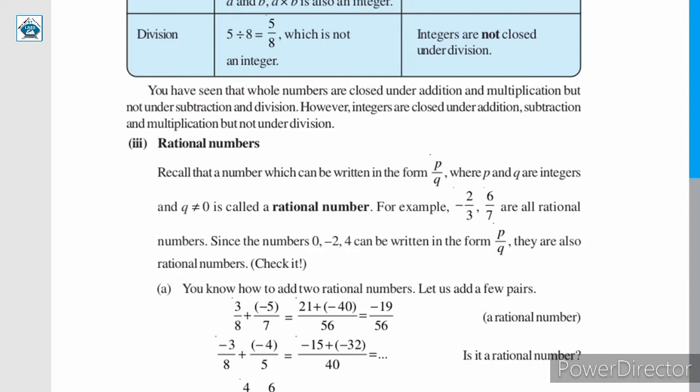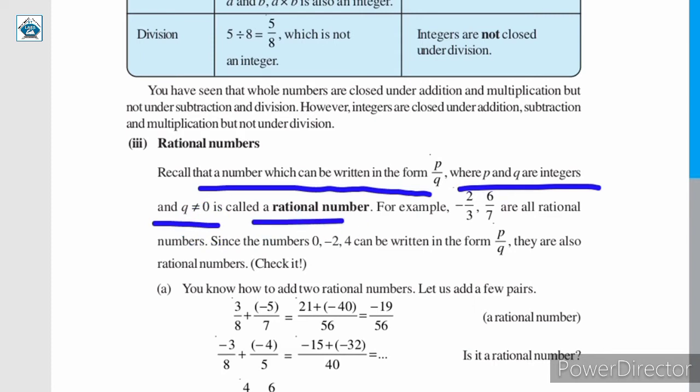Here you are told q should not be equal to 0. In the p by q form, the denominator q should not be equal to 0 because we all know that division by 0 is not defined. That is why the denominator should not be equal to 0. Once again, a number which can be written in the form p by q, where p and q are integers and q is not equal to 0, is a rational number.